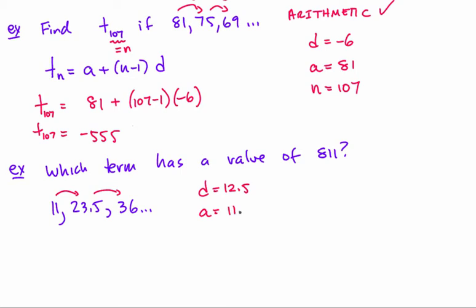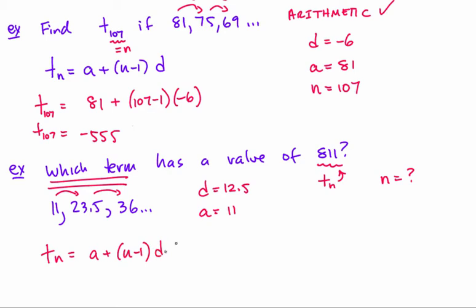And now instead of solving for the value of the nth term, I know the value of the nth term, and I don't know n, which term number. Tn, what's this number down here? Not the value, the number is what I'm looking for. Okay, so with our formula, we've got T sub n is equal to a plus n minus 1 times d, and I know the value of that term is 811. So the first term is 11, I don't know how many terms to count, and a common difference of 12.5.